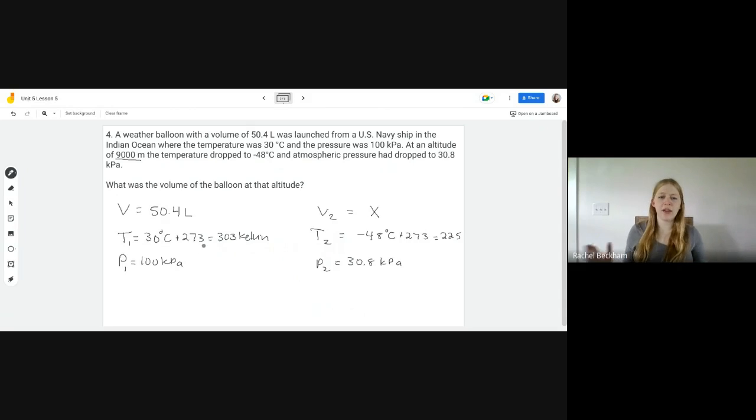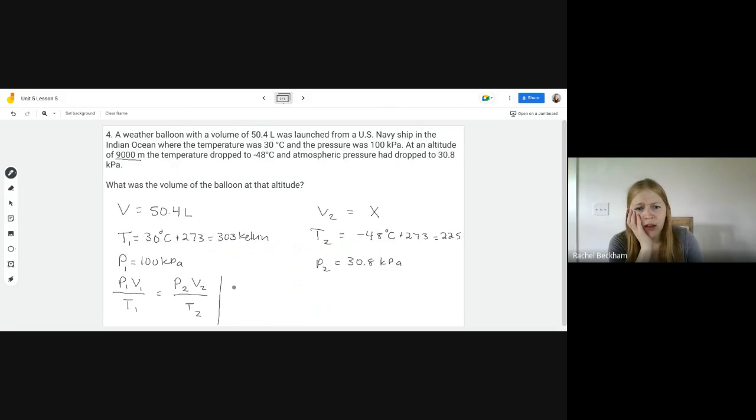So that's my X. So again, it's the same setup. I'm going to use the combined gas law and plug everything in. My P1 is 100. My V1 is 50.4. My T1 is 303. And that equals P2, which is 30.8, times X, my V2, divided by my T2, which is 225. So I need to solve for X and get X by itself.